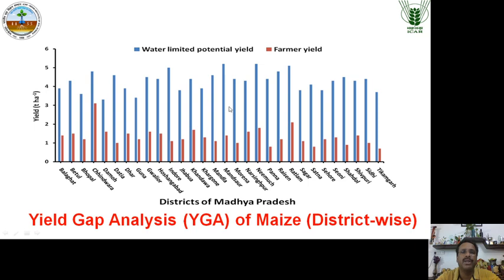After running the simulations for 30 years, you can see the potential yield for different districts, the water limited potential yield as obtained from APSIM simulation. You can see these values against what we got as the 10 years average from the state department, and you can see the big gap that exists between the farm level yield and the potential, which could be as high as 2 to 3 tons. So you can see the yield gap analysis of maize district wise for the state Madhya Pradesh, and there is a potential. Now, what are the reasons behind it?